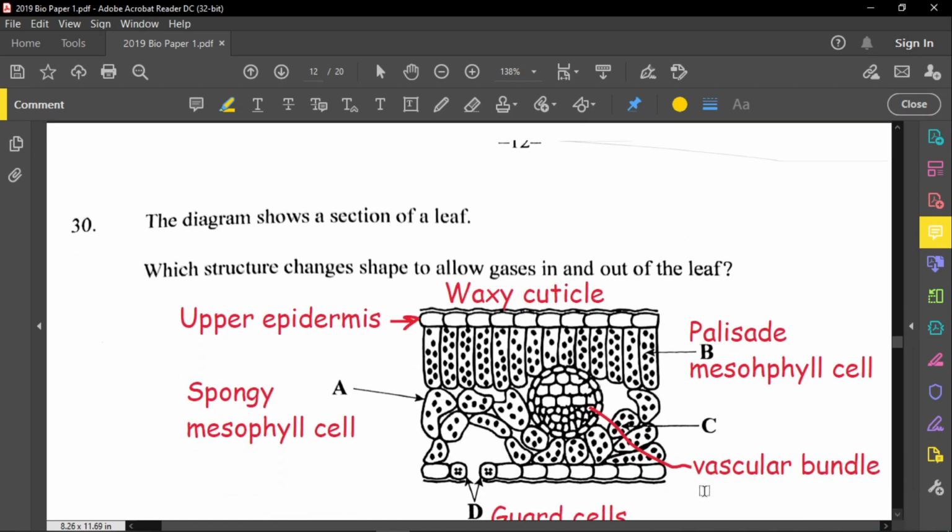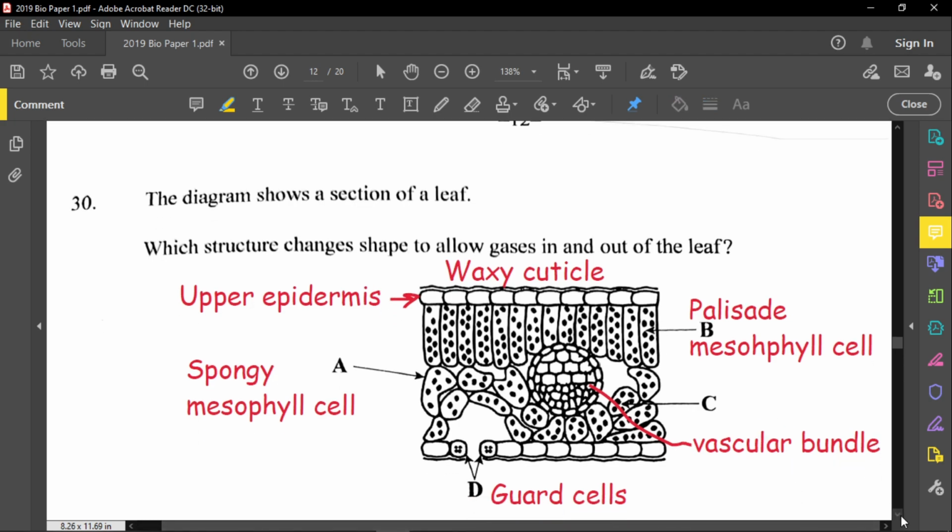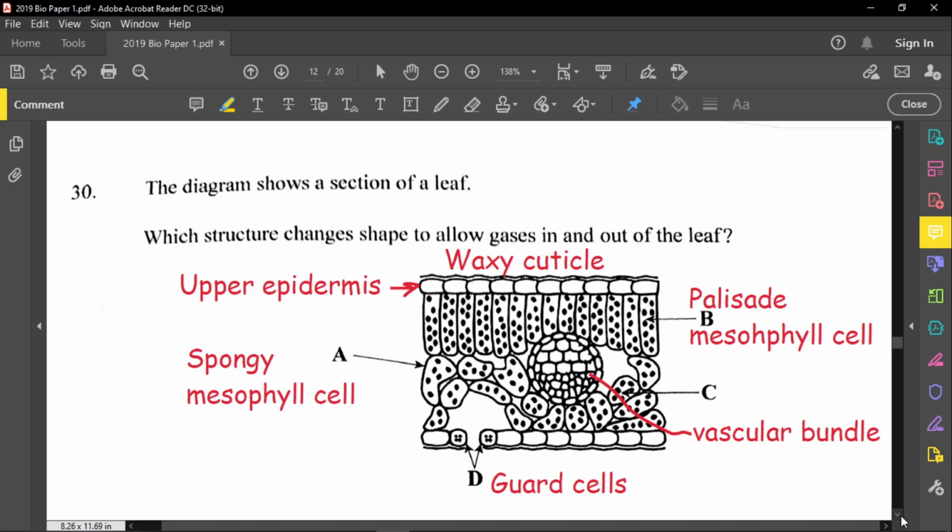And in this one also, I've gone ahead and labeled for you as well. You can just study the labelings and know the different parts, but I'm going to point out a few things here. Now we said, which structure changes shape to allow gases in and out of the leaf? And so this one here, question number 30, will be D, because the guard cells will either open or close. All right, so D will be your answer.